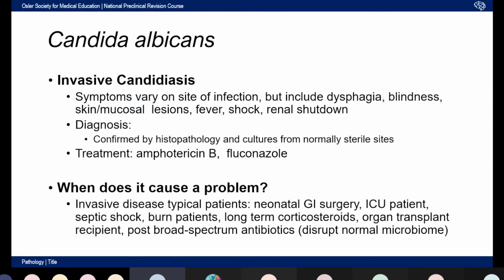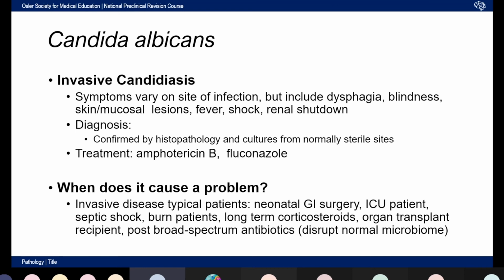Invasive candidiasis symptoms vary depending on the site of infection, but can include blindness, lesions on the skin, fever, shock, and renal shutdown. So you can see it becomes very serious. And the treatments are amphotericin B and fluconazole.